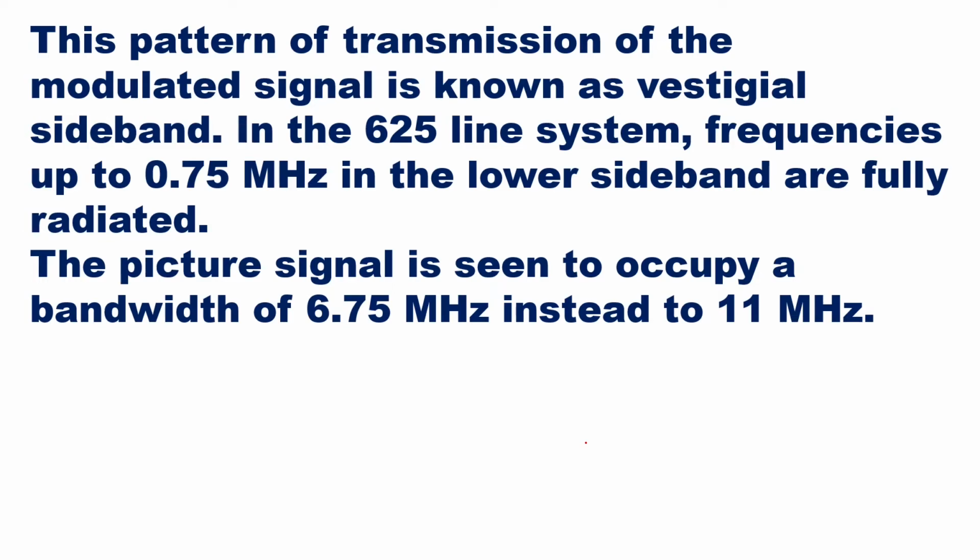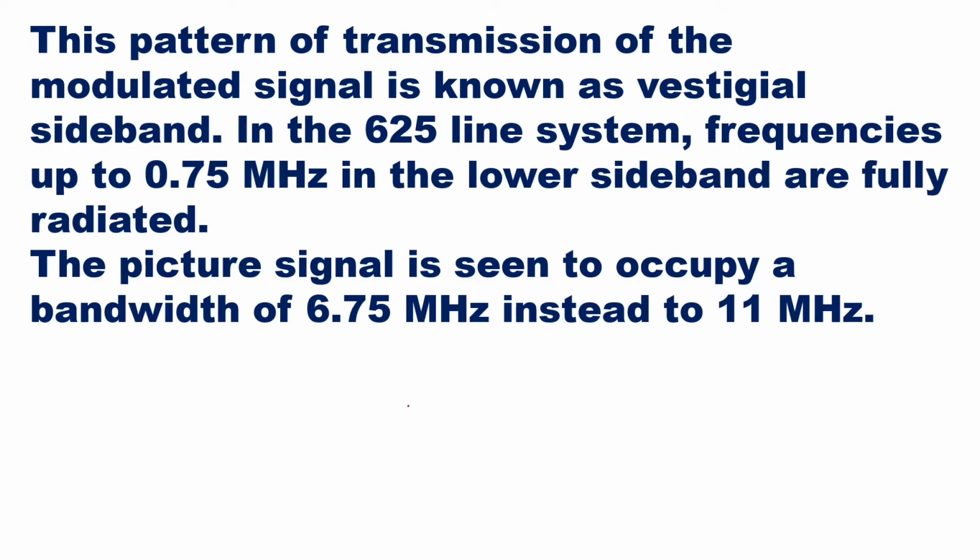In the 625 line system, frequencies up to 0.75 megahertz in the lower sideband are fully radiated. If you see till the end, it will be 1.25 megahertz, but 0.75 megahertz will be fully radiated. The picture signal is seen to occupy a bandwidth of 6.75 megahertz instead of 11 megahertz.